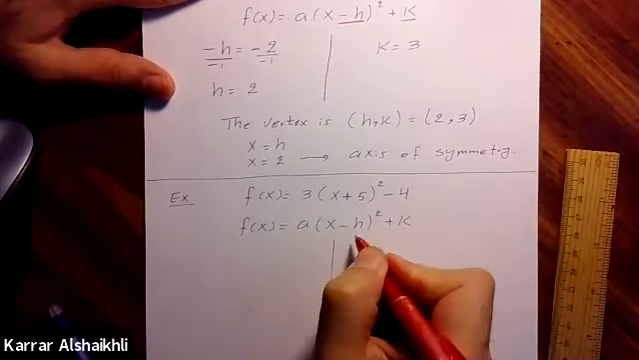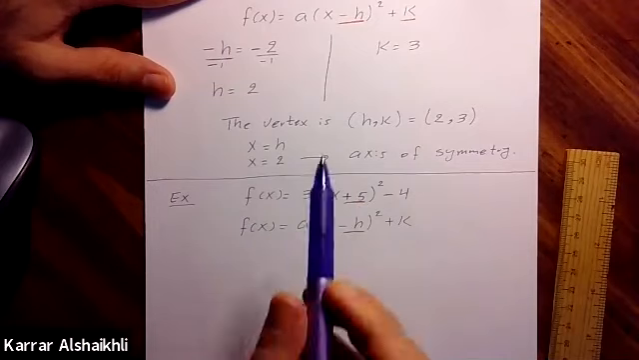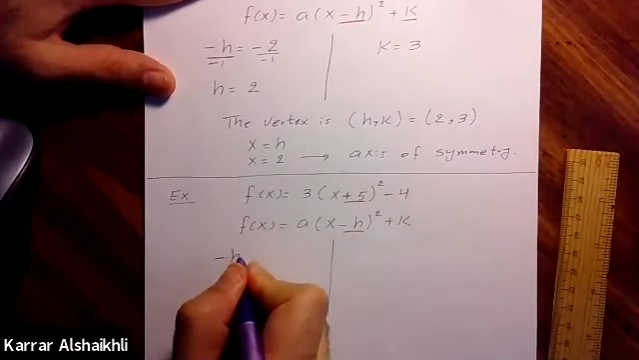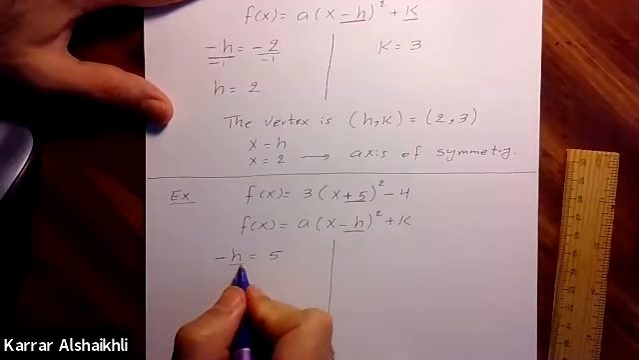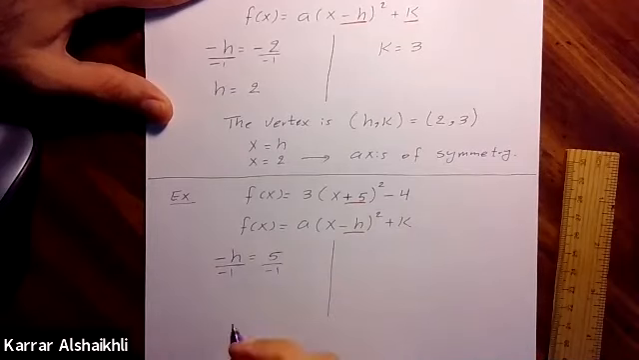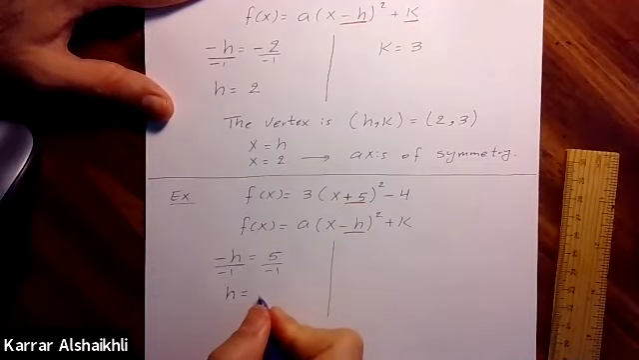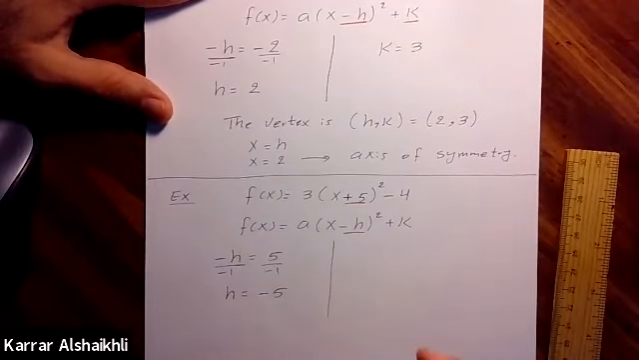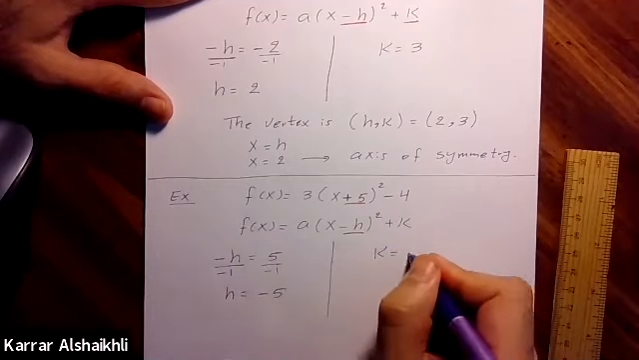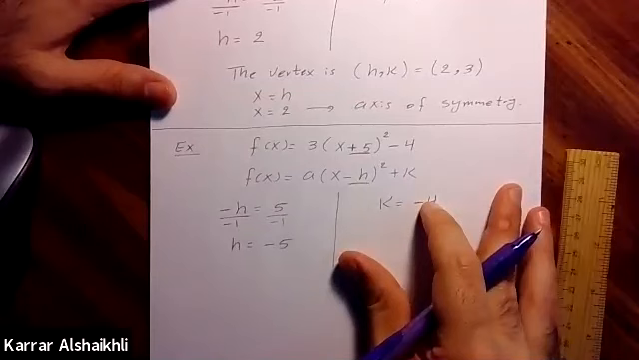Now here is negative h, or minus h, and here is the 5. So you see the difference between this example and the previous one? So I'm going to say negative h equal 5. I need to find the h, so I'm going to divide both sides by -1. So negative h divided by -1 is going to be h, equal 5 divided by -1 is going to be -5. So now the h equal -5. On the other side, k equal -4. Be careful here, because -4 is the value of k. So now we're going to write down the vertex.